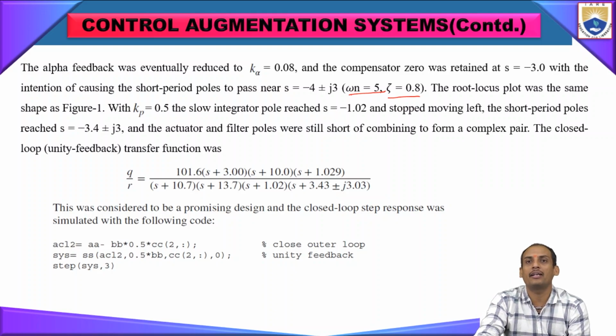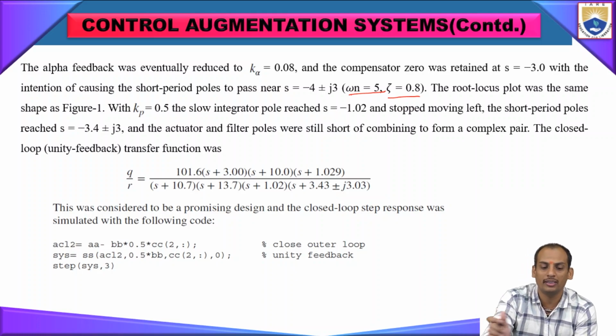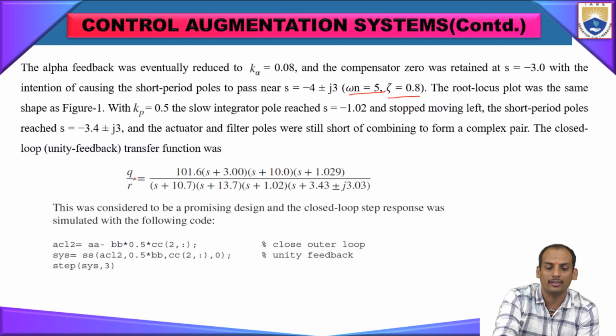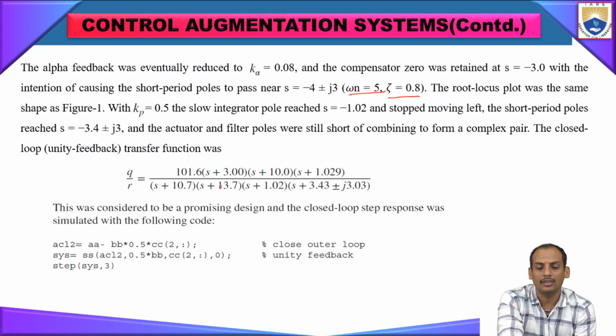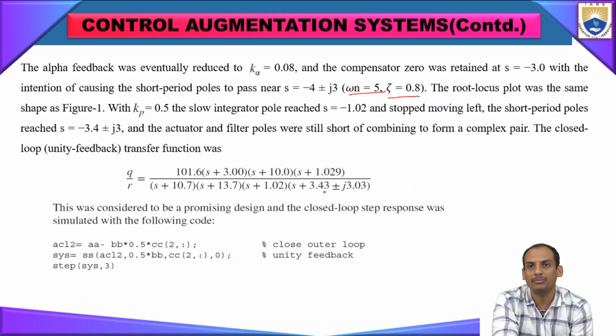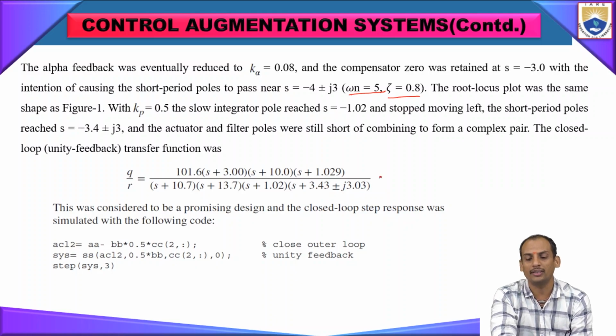So the actuator and filter poles are still short of combining to form a complex pair. So the closed loop transfer function for these will be like what? The pitch to roll rate will be q by r equal to 101 into (s plus 3) into (s plus 10) into (s plus 1.029), divided by (s plus 10.7) into (s plus 13.7) into (s plus 1.02) into (s plus 3.43 plus or minus j 3.03).